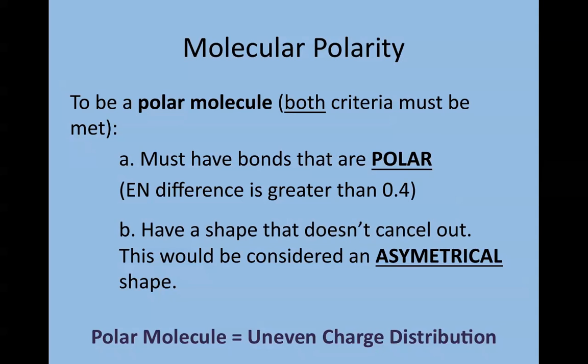Now, in order to be a polar molecule, the following criteria have to be met, both A and B. There have to be bonds that are polar. So we're looking at the polar bonds: are they greater than a 0.4 electronegativity difference? And they have to have a shape that doesn't cancel out. This is considered an asymmetrical shape, or will sometimes be referred to as a mirror test. One thing I'm going to point out in the next couple of slides, because this is a really important phrase, is that polar molecules have an uneven charge distribution. Because we have these polar bonds and it's asymmetrical, the electrons are distributed unevenly throughout the molecule, creating that polar molecule.